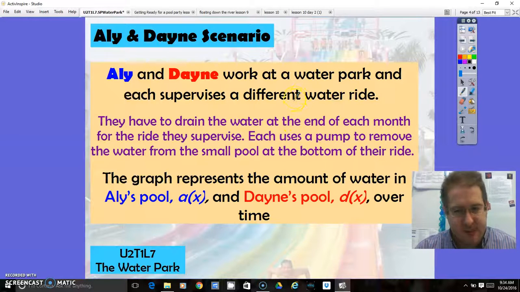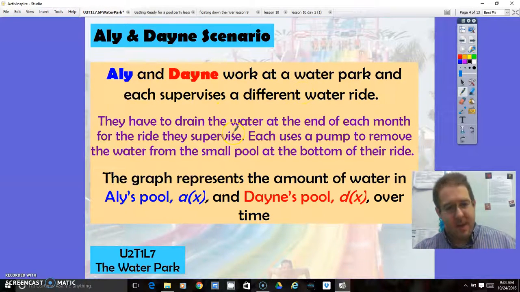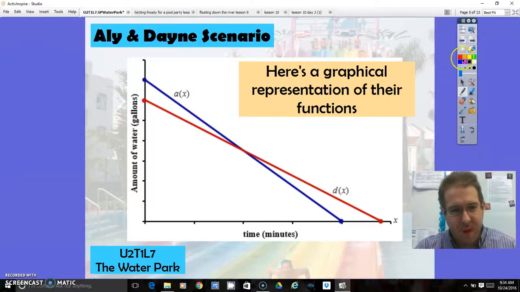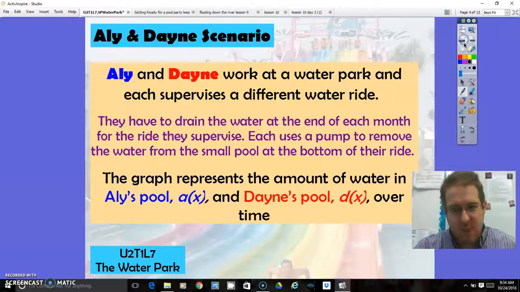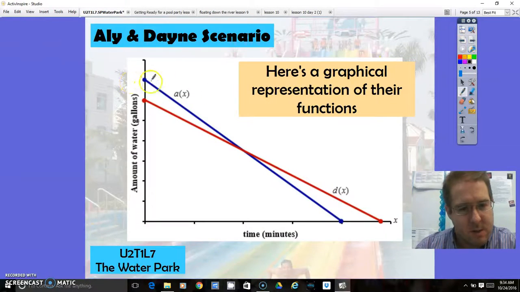So in this lesson, we're talking about Allie and Dane. Allie and Dane are at a water park, and they're trying to drain each of their pools. So using a pump, they're trying to remove the water from the small pool at the bottom of the ride. So here's Allie.